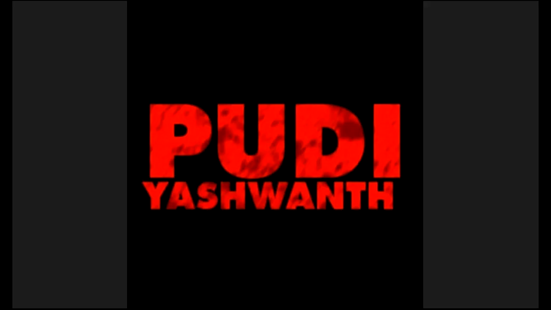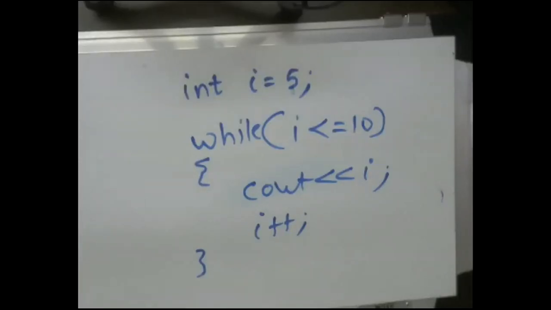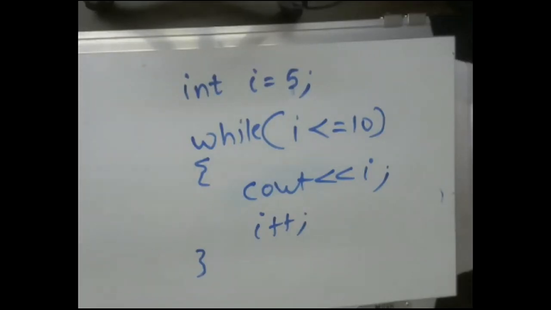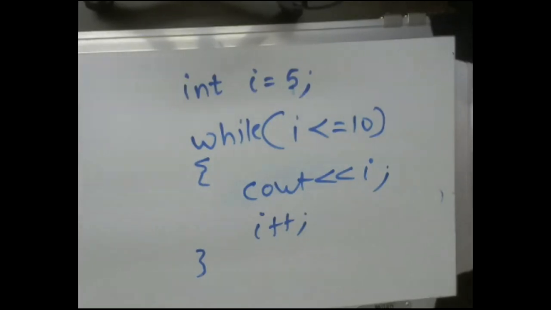It should print 5 and then make I 6 and come out. So output will be 5, I think. Only 5? Only 5. Oh no, wait, I plus plus, so I think it's 6. I don't know, I think it's 5 only. If it's plus plus, it will become 6. Okay, any other answers? Everyone has to try.